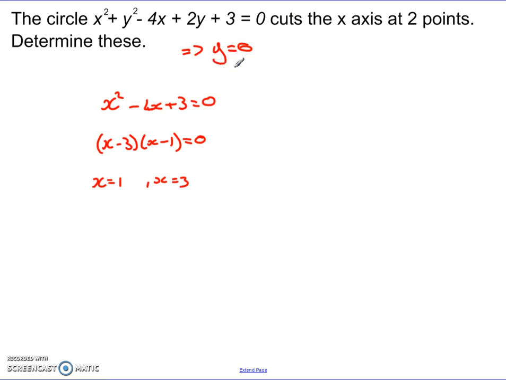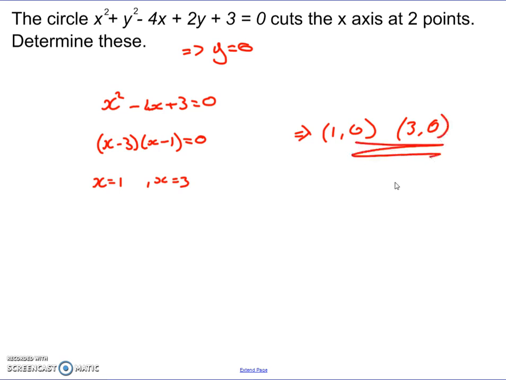Now I know it's on the x-axis, so I know y equals 0 for both of these. So I can write down my 2 points from that. I've got a point at (1, 0) and a point at (3, 0). So there you go, I've got my 2 points there.